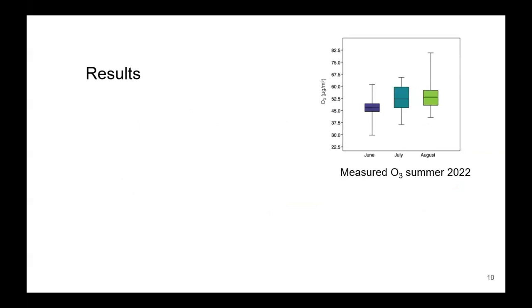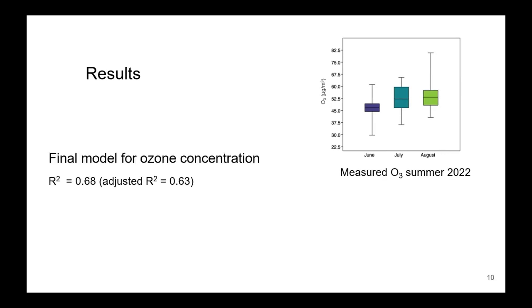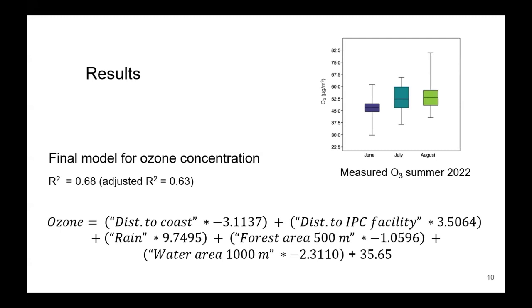So some results: you can see from the 34 sites, August had the highest concentrations measured. And the model was able to explain 68% of the variance, with an adjusted R squared of 0.63, which is okay. It's kind of similar to some other ozone studies. So what predictive variables did we have? These were the 5 that were chosen by the model.